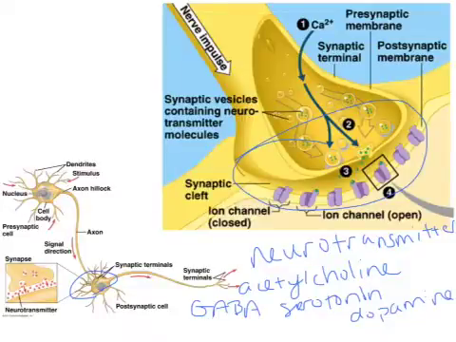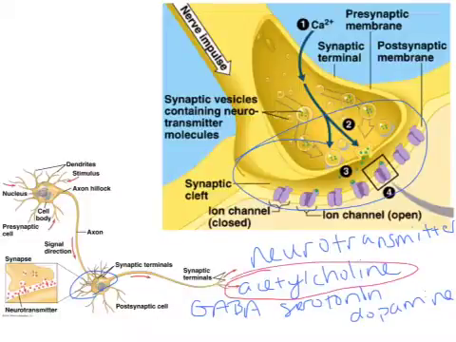And like I said, we're going to focus mostly on acetylcholine because that's the neurotransmitter that's released at the neuromuscular junction, where the neuron comes down and communicates with the muscle cell. So let's take a second and look at the anatomy of a synapse.